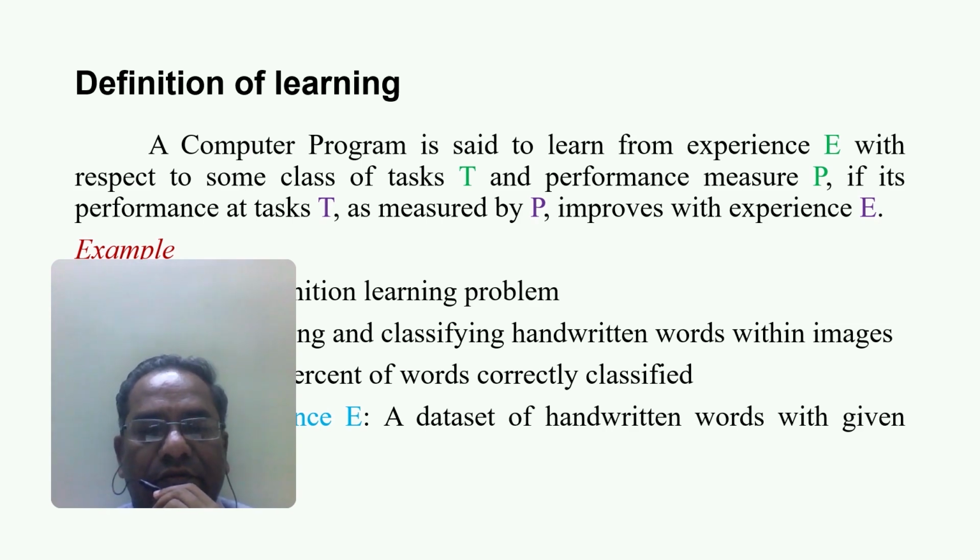Let us take an example of how the handwriting recognition learning problem works. There are many learning problems, like game playing, chess, pattern recognition, identifying email spam, or diagnosing health issues. One example I have considered is the handwriting recognition learning problem. Task T is recognizing and classifying handwritten words within images. The performance measure P is the number of words correctly classified. The training experience E is a data set of handwritten words with given classifications. Those classifications can be numerical or alphabetical, whatever the data set contains.